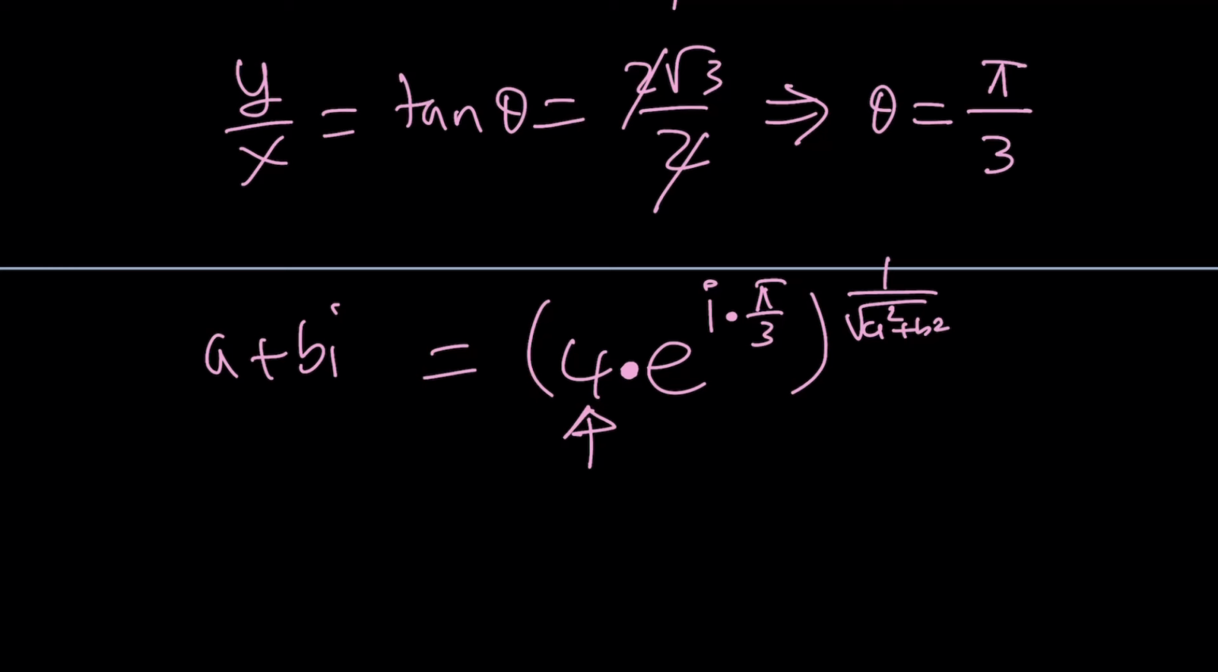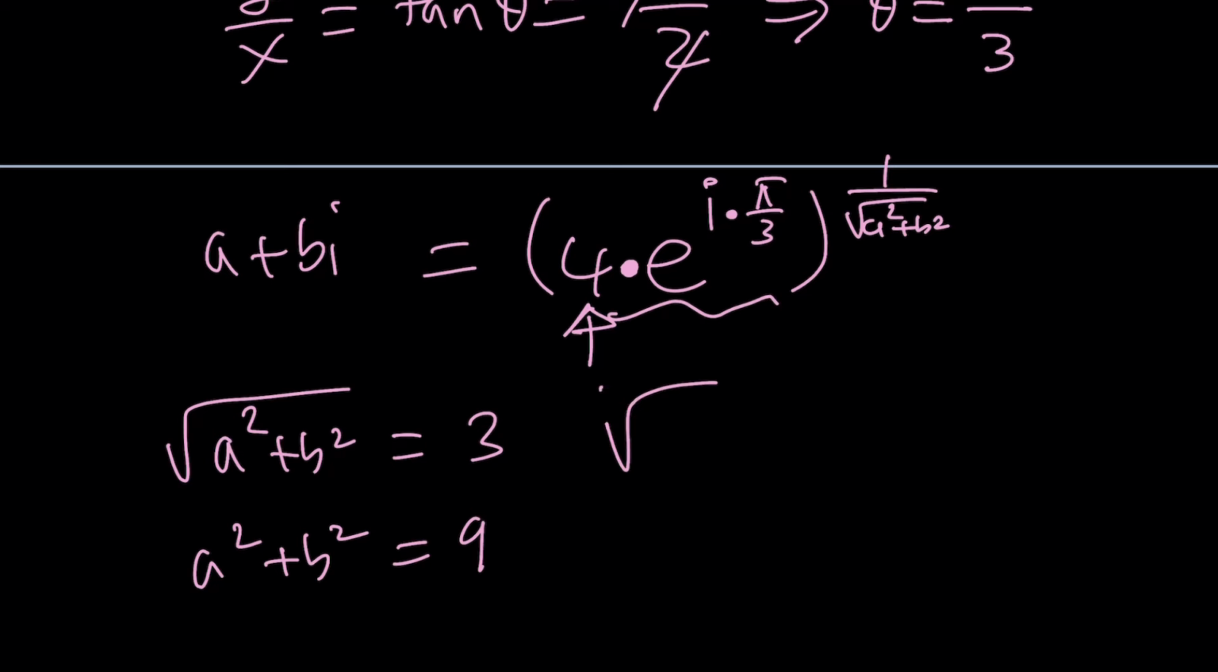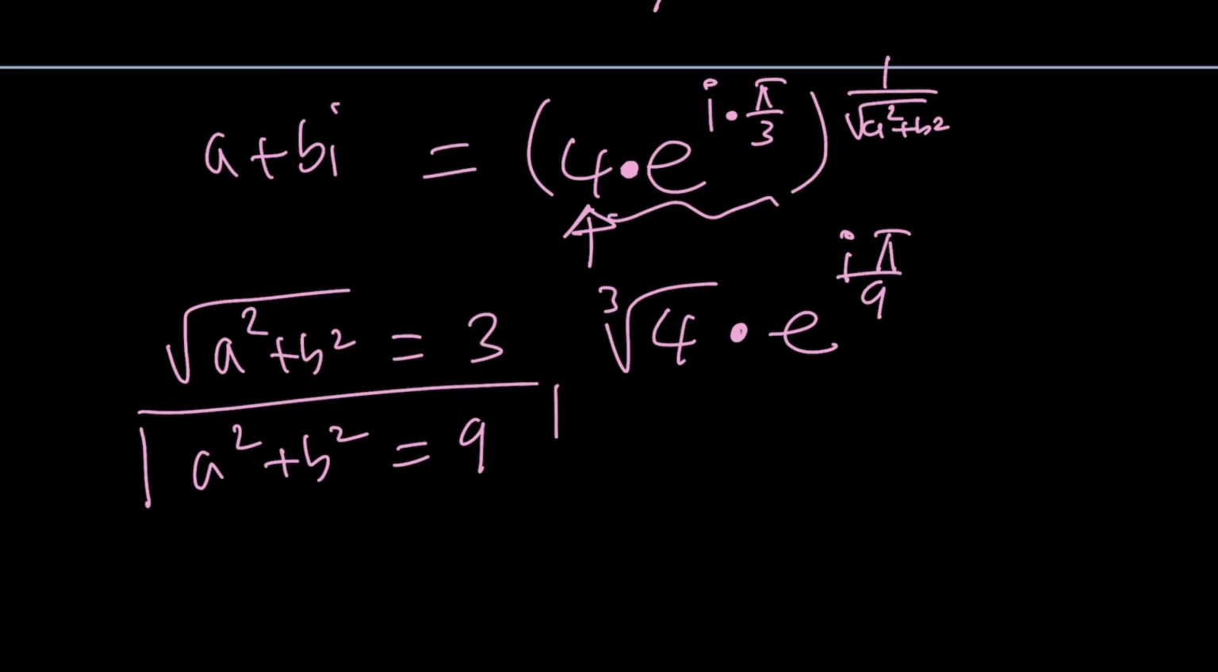And when I take the root, for example, suppose a squared plus b squared is equal to, let's say, 3. This means I'm taking the cube root, and this also means that a squared plus b squared is equal to 9. But when I take the cube root of the right-hand side, the stuff inside the parentheses, I'll be getting the cube root of 4 times e to the power i pi over 9, because I have to divide the argument by 3, right? So in this case, am I going to get two numbers that satisfy this equation?